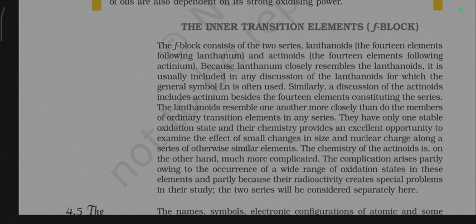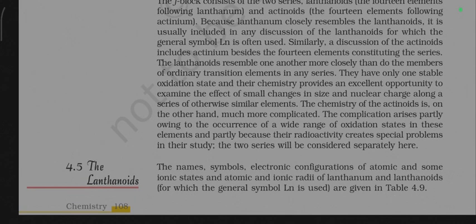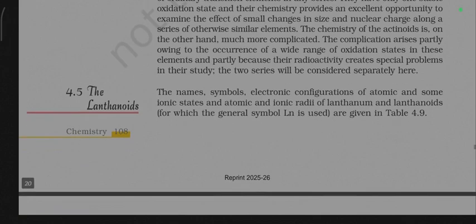The lanthanoids resemble one another more closely than the members of ordinary transition elements in any series. They have only one stable oxidation state, and their chemistry provides an excellent opportunity to examine the effect of small changes in size and nuclear charge along a series of otherwise similar elements. The chemistry of the actinoids is, on the other hand, much more complicated. The complication arises partly owing to the occurrence of a wide range of oxidation states in these elements and partly because their radioactivity creates special problems in their study. The two series will be considered separately here.